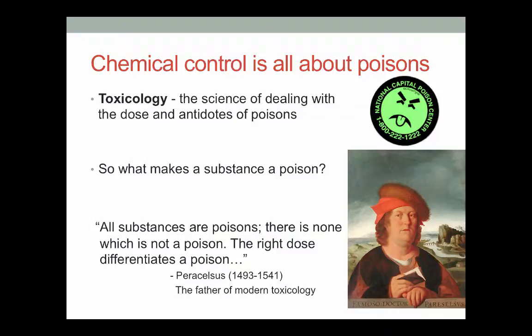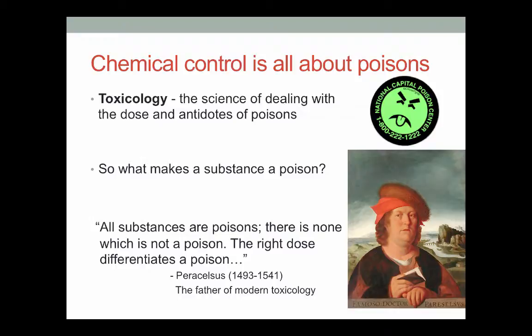Okay, well, so on this slide, the only thing that's not on there is the definition of toxicology. So, chemical control is basically just all about poisons, and using poisons to control pests as kind of the last line of defense. And as such, it's really tied up in the topic of toxicology, or the science of dealing with doses and antidotes to poisons.